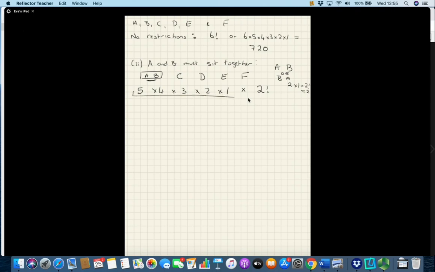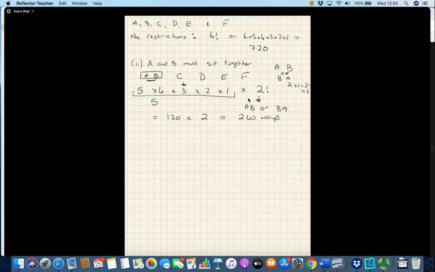So that's me arranging the 5 above. And this one here is AB or BA. So even though A and B have to be together, AB is as good as BA. So 5 factorial then gives me 120. 2 factorial gives me 2. So there's 240 ways that you can arrange A, B, C, D, E and F while having A and B sitting together.